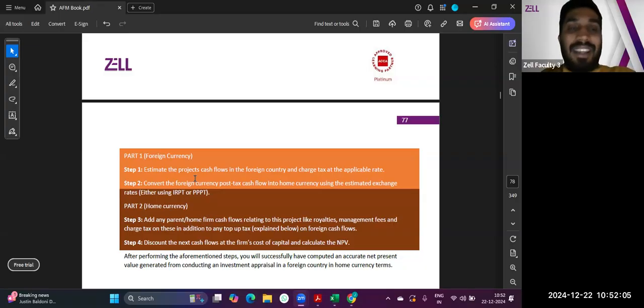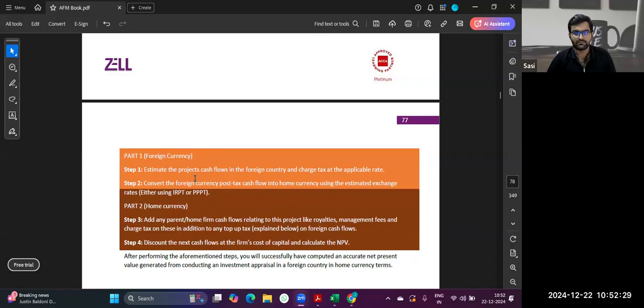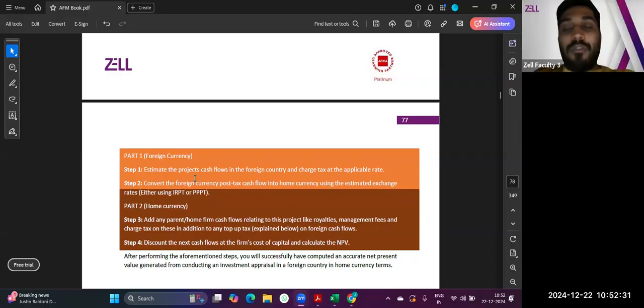Okay. Now understand one thing. There is one small tax adjustment over here. There is something called top-up tax. What does top-up tax mean? See, once you are making profit in the US, you are paying tax over there. Correct? And then bringing that money to India. Do you think you will again have to pay 30% tax in India?